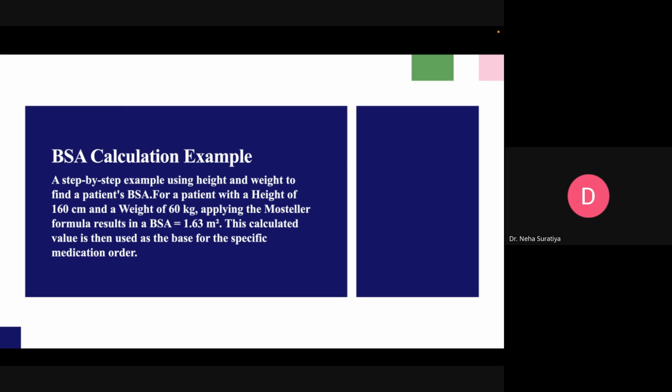Okay, so is it understandable by you or no? Are you doing it? Yes, 9600, 2.66, 1.63. You can see here the Mosteller formula results in a BSA of 1.63 meter square, and this calculated value is then used as the base for the specific medication order. So BSA we are calculating is not a specific dose, guys. BSA itself is not the dose. It's just a platform on which the final dose will be built.